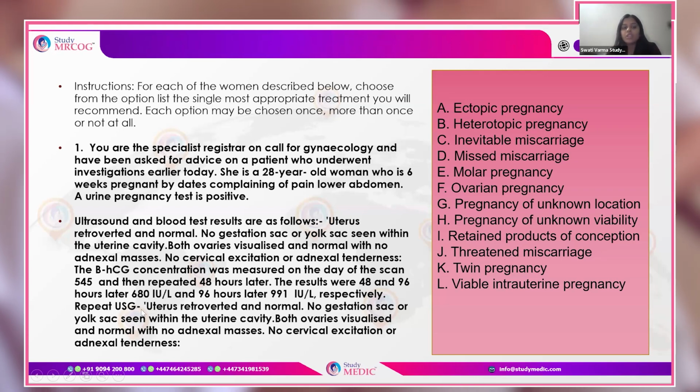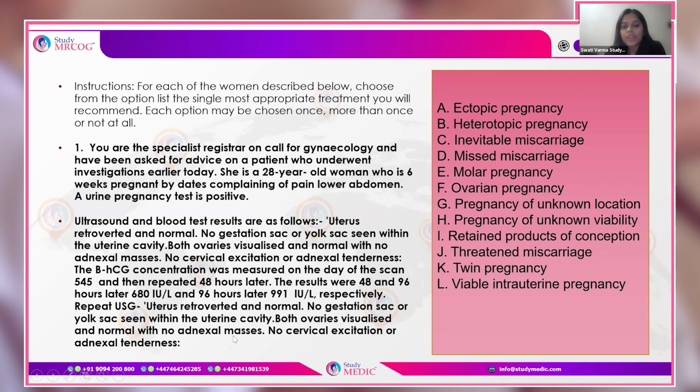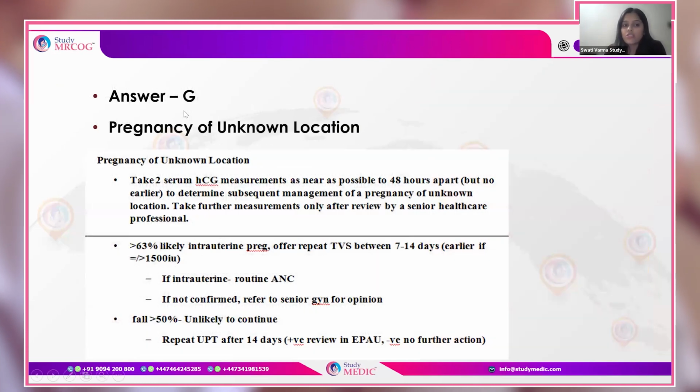Now repeat USG is showing uterus retroverted and normal, no gestational sac or yolk sac in the cavity again. Both ovaries visualized and normal with no adnexal masses. So now we don't have any pregnancy tissue visible in the first scan or the second scan. Also, there are no signs suggestive of pregnancy tissue anywhere. So this is clearly falling in the diagnosis of pregnancy of unknown location. So the correct answer is G, pregnancy of unknown location.